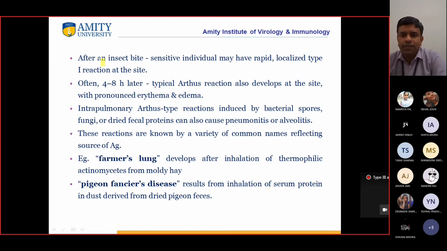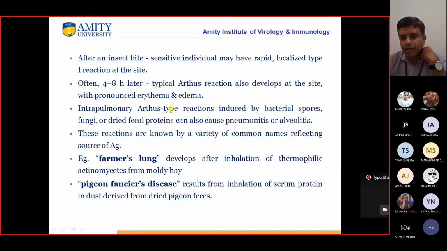So for example, after an insect bite, sensitive individuals may have a rapid localized type 1 reaction at the site. And often 4 to 8 hours later, a typical Arthus reaction can develop at the same site with pronounced erythema and edema. So in some individuals, both type 1 and type 3 can occur. Type 1 happens within minutes, and after 4 to 8 hours, you may see more swelling, more redness. That would be because of type 3 hypersensitivity reaction.